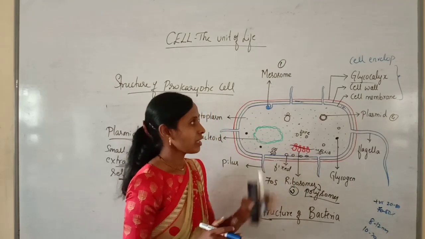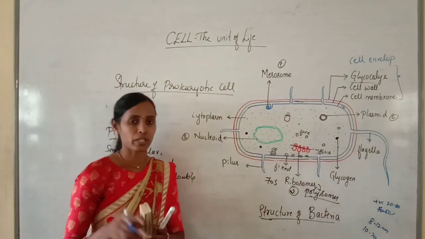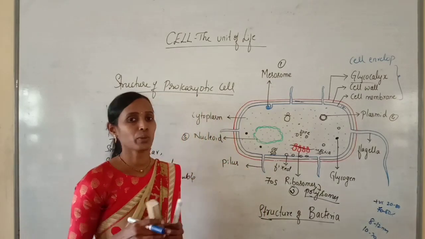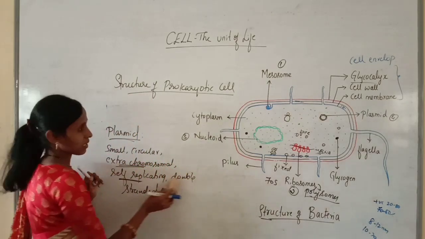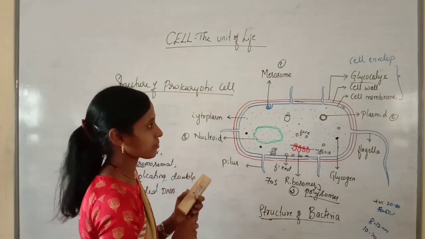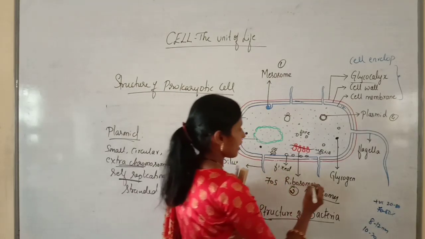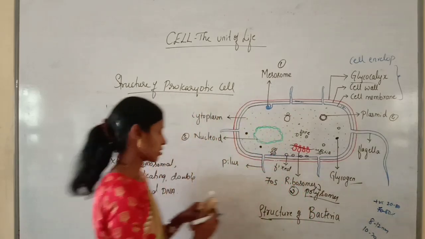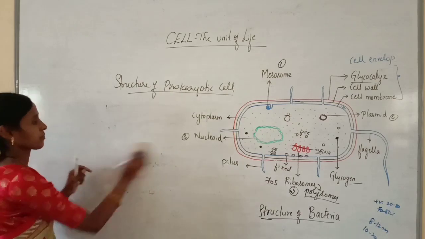That is very important. That's why plasmid has the property of self-replication and provides resistance to antibiotic drugs, chemicals, etc. That is a plasmid. And next one we are going to study is inclusion bodies. So next we are going to discuss the inclusion bodies.